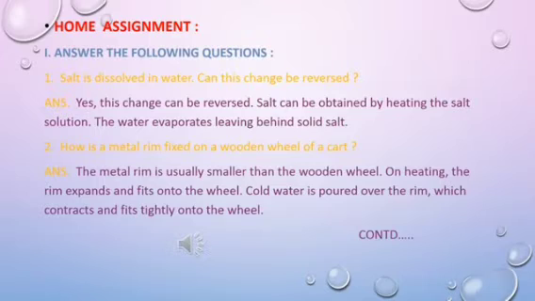Second question, how is a metal rim fixed on a wooden wheel of a cart? Answer, the metal rim is usually smaller than the wooden wheel. On heating, the rim expands and fits onto the wheel. Cold water is poured over the rim, which contracts and fits tightly onto the wheel.